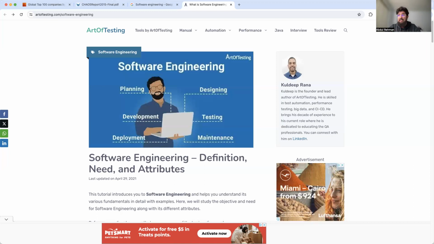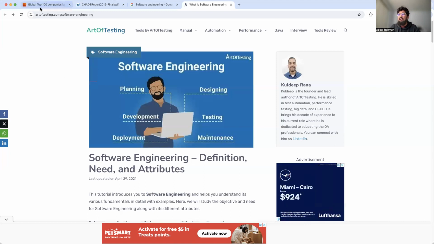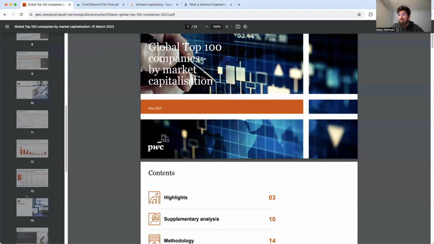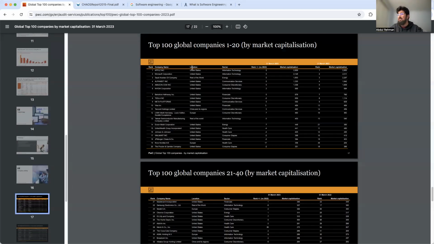Okay, so I would like to show you a survey conducted by PwC. They looked at the global top 100 companies by market capitalization. The point of bringing it to you is to show you quickly this table of the top 100 global companies, 1 to 20 by market capitalization. Let me highlight based on the pointer.